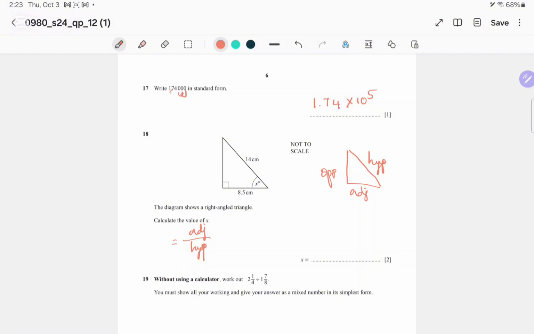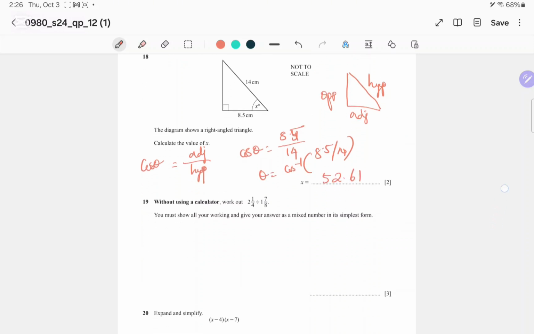Okay, it is cos theta. So cos theta is equal to 8.5 divided by 14, and theta is equal to cos inverse of 8.5 by 14 in the calculator. It gives around 52.61. Okay, can we move to the next part?